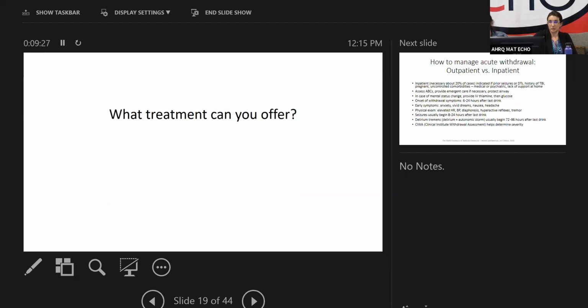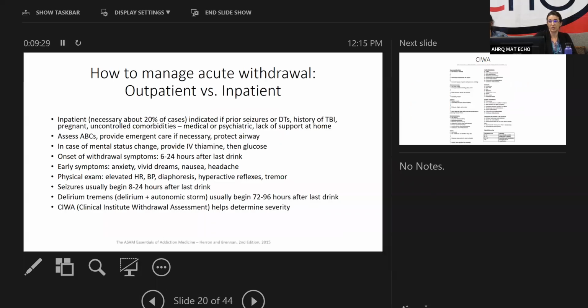So turning to treatment, what can you offer? Here we're going to talk about both the acute withdrawal, figuring how to address that with her, and then ongoing treatment and management of her use disorder. So the first thing is to decide if she is appropriate for outpatient versus inpatient management of her withdrawal. If she is presenting to you in withdrawal, this is the first thing to assess. Inpatient is necessary in about 1 out of 5 cases.